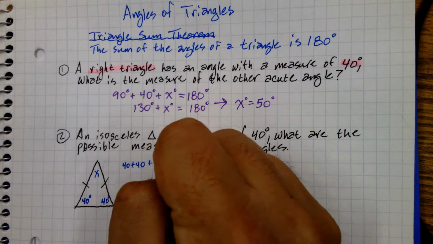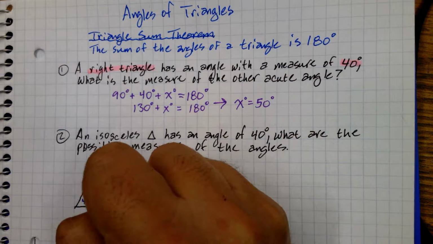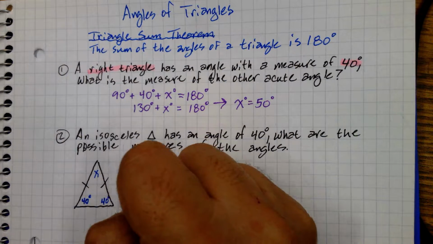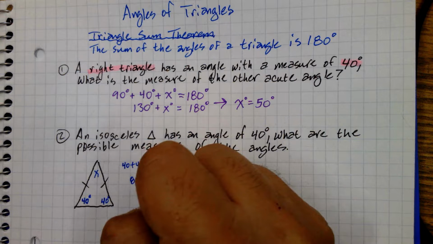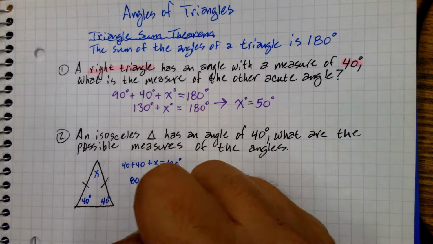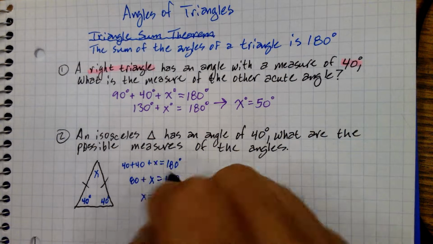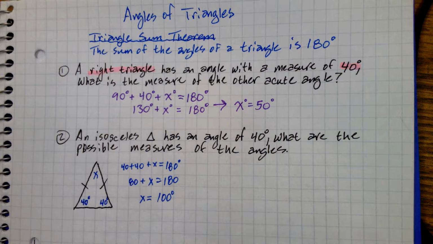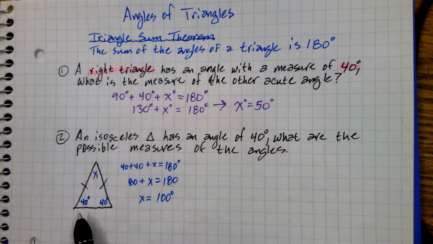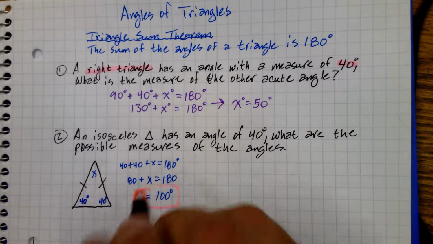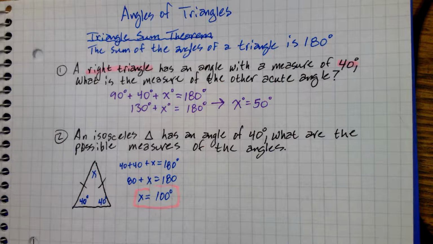We would get this, right? And this is 80 plus x equals 180. So x would have to be 100. Didn't really draw this accurately. These are obviously more than 40, but it's possible that one of the angles is 100 if the base angles are both 40.